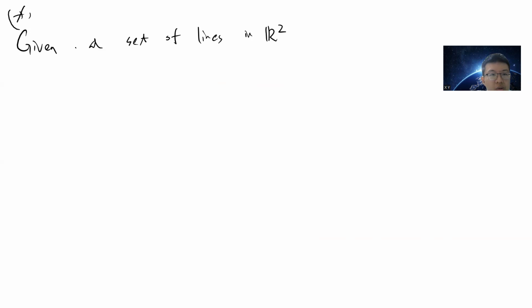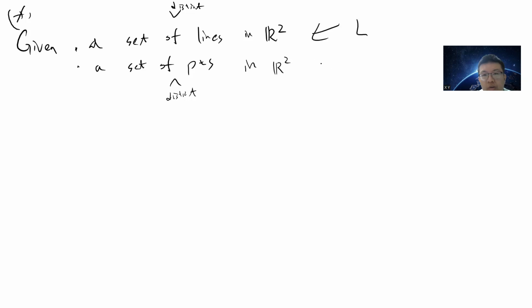Let me give the problem we are trying to solve. Given a set of lines in R2 and a set of distinct points in R2. Let's call the lines set L and the points set P. Then you can define the incidence.